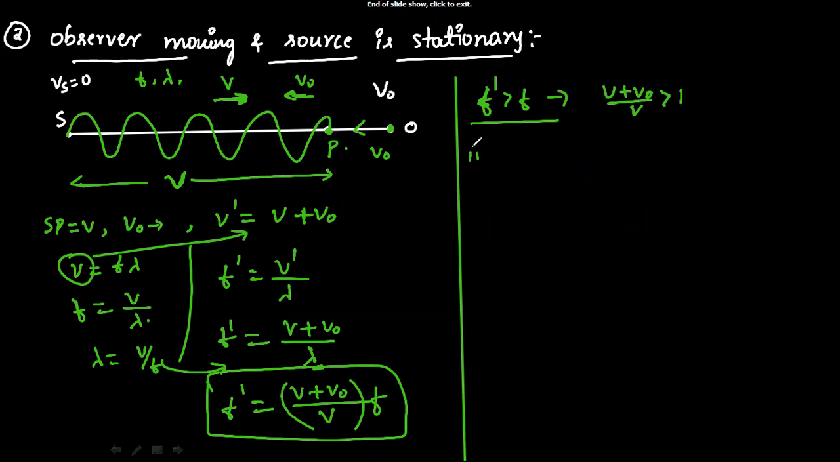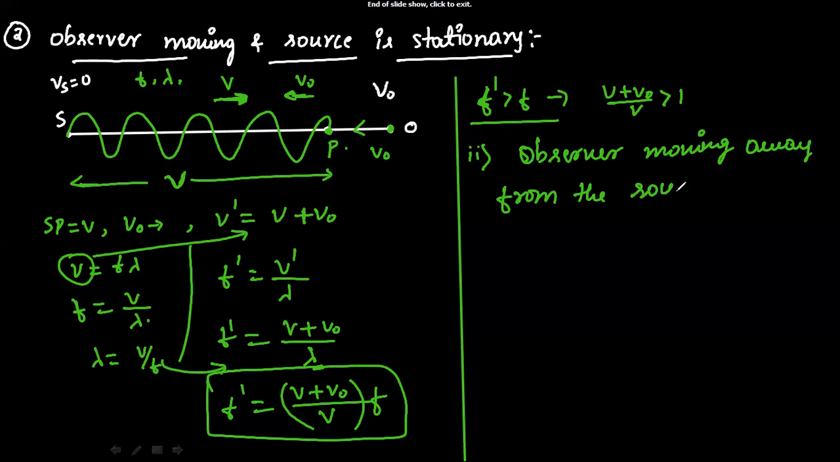So now the second case, when the observer is moving away from the source. The observer is moving away from the source, that is, he is moving this side.